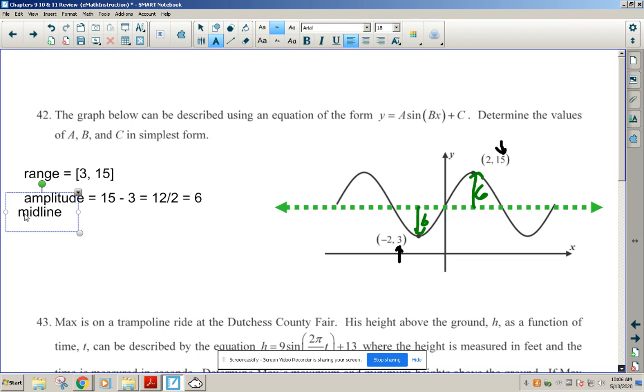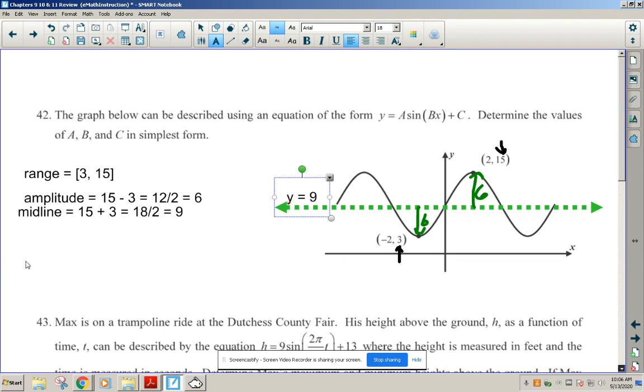And the midline is now equal to the 15 plus the 3, because I'm looking to see where the middle of this is. So now this is an average. The midline is an average, which equals 18. And then I divide that by 2, I get 9. My midline is 9. So this here gives me y equals 9.